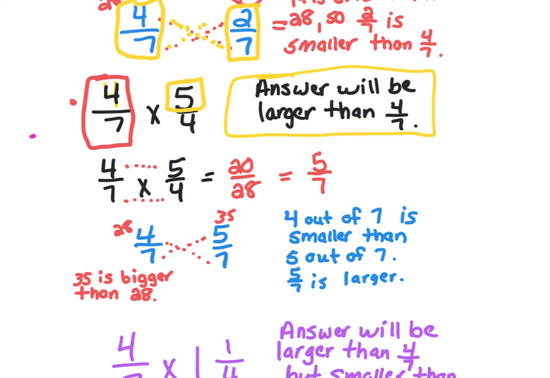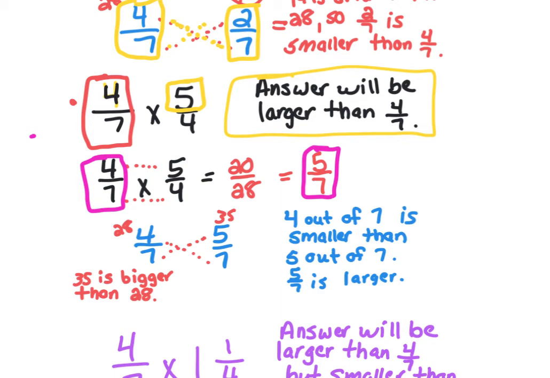4 times 5 is 20. 7 times 4 is 28. I simplify by dividing both by 4 and get 5/7. So we started with 4/7. Our answer is 5/7. We predicted that our answer would be larger, and 5/7 is larger than 4/7.